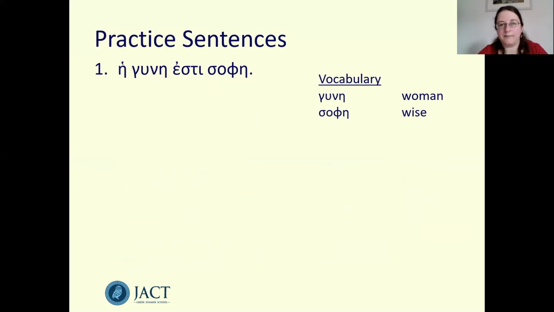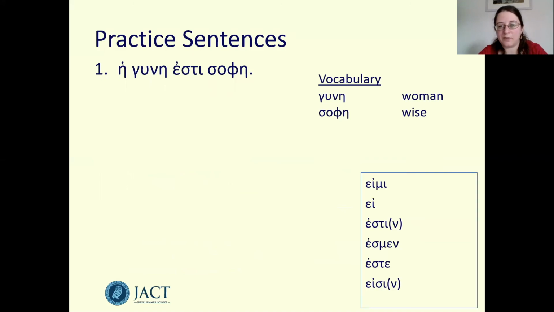For number 1, he gune esti sophe. We've got he gune meaning the woman, and we've got sophe meaning wise. Esti comes from the irregular verb eimi. So here's the form of eimi. It's the third person singular, the he, she, it is form. So we have the woman is wise.